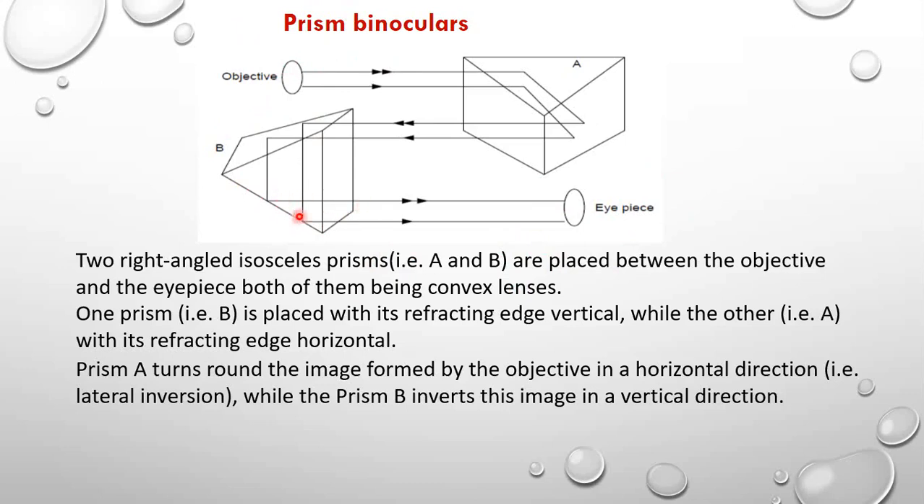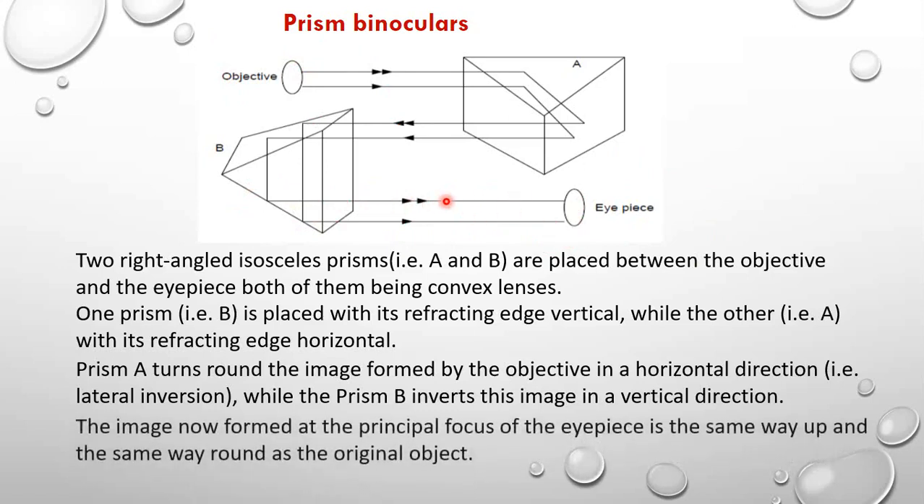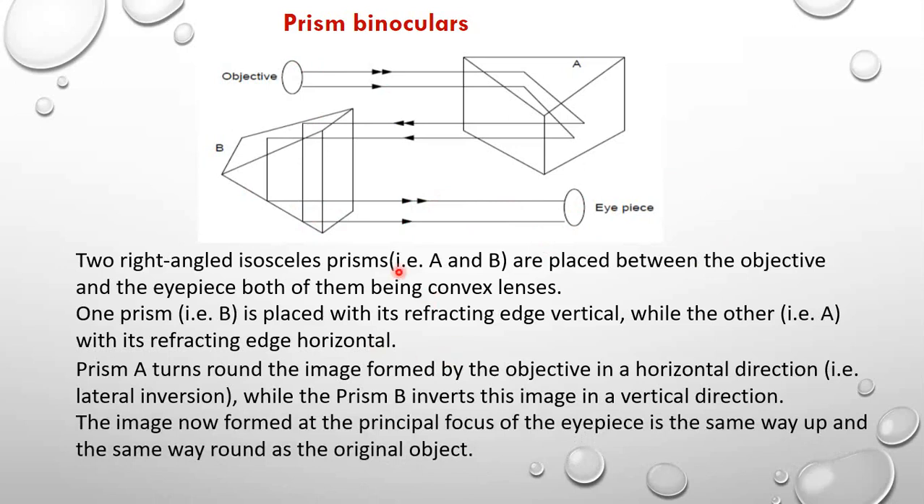So you realize that at this point these rays are going to be as they came after passing through the second prism, that is prism B. It will again be upright, just like it came from the objective. So we shall get our original image just like it came from the objective, and then this eyepiece is going to form a virtual erect image at infinity.